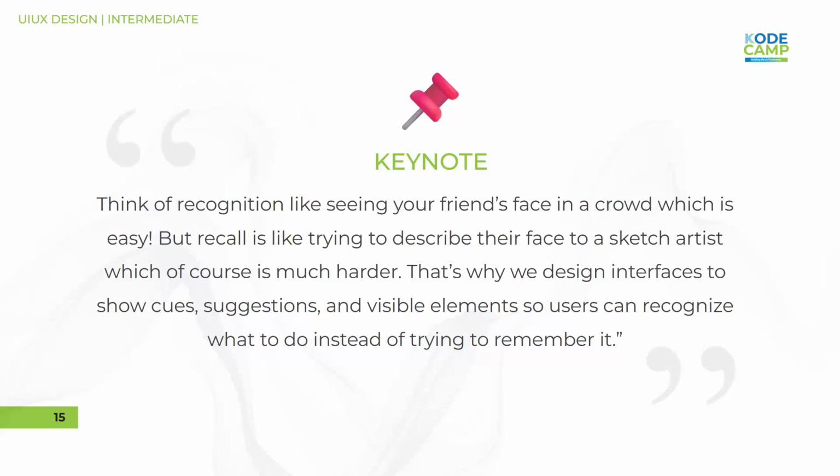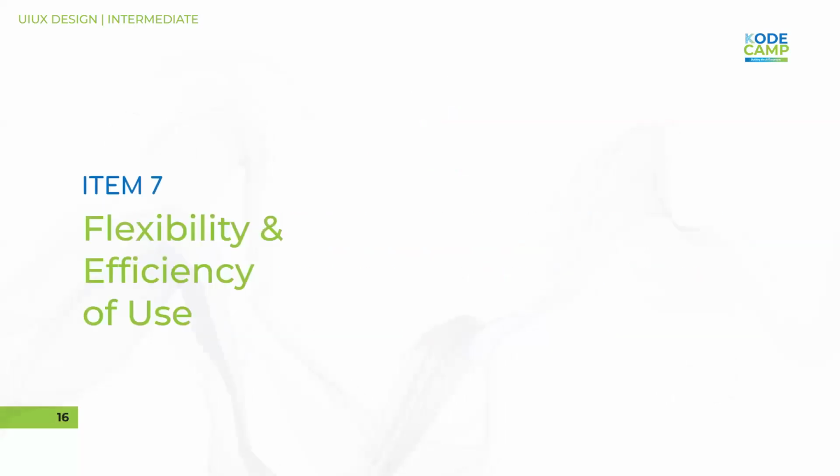But once you see your friend in a crowd, you can easily recognize the person. You can be like, oh yes, my friend, you can just go across and engage the person. So that's why when we design interfaces, we need to show cues, suggestions, and visible elements so that users can recognize what to do instead of trying to remember it.